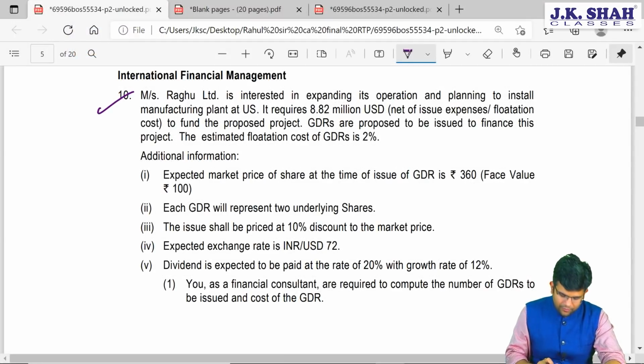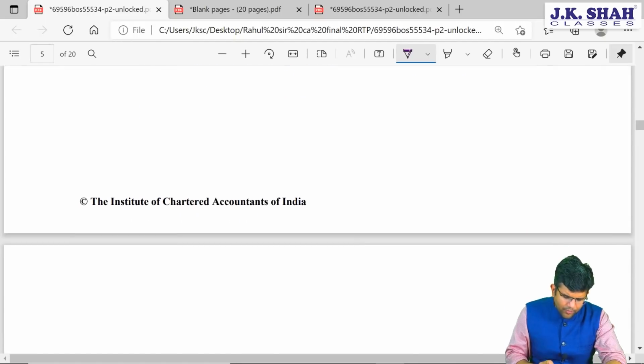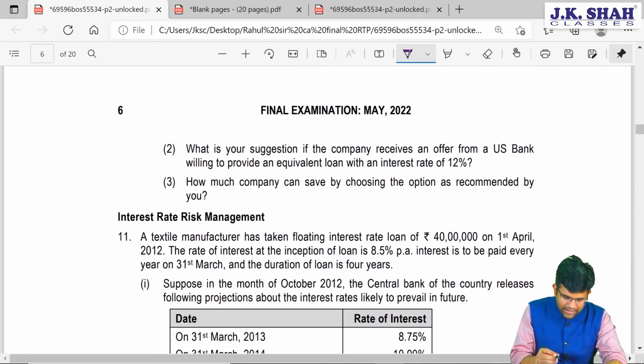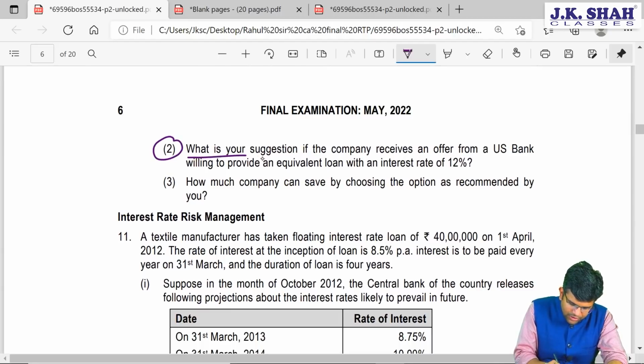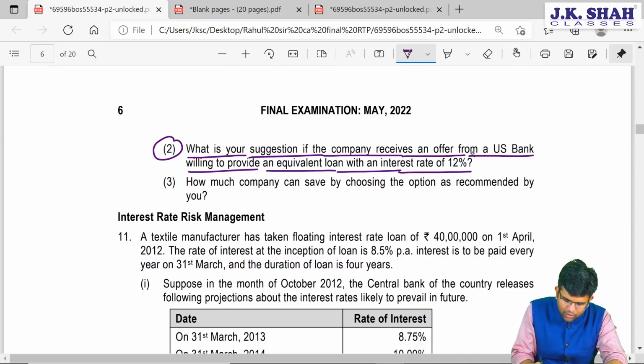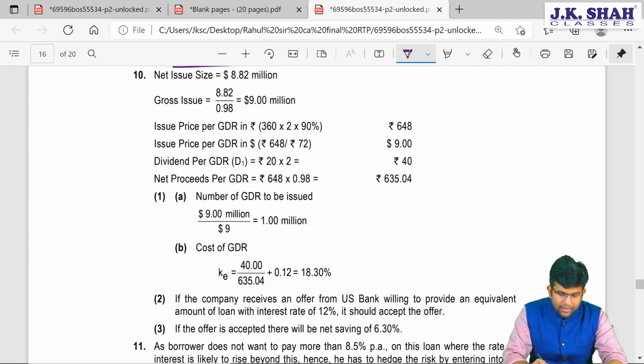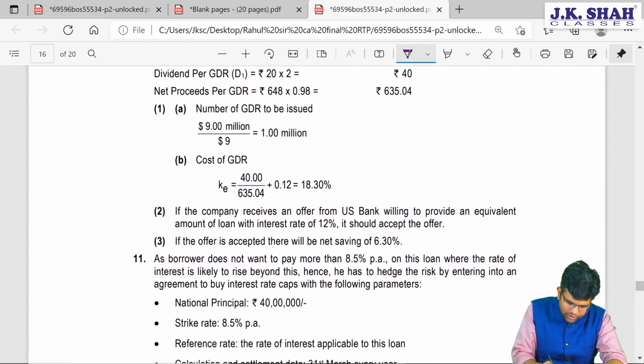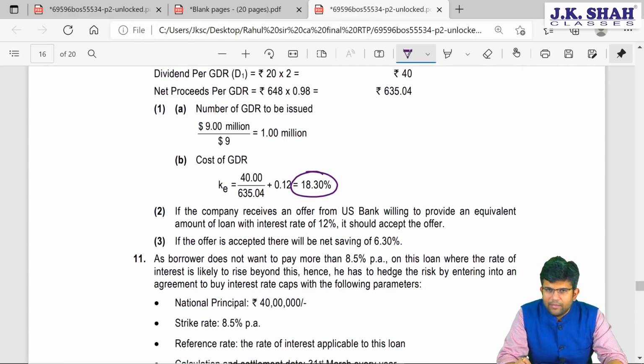It's a very similar kind of question. Two extra points that they have asked here in this RTP is, what is your suggestion if the company receives an offer from a US bank willing to provide an equivalent loan with an interest rate of 12%? So if you see the solution, we have already understood how to calculate the cost of the GDR, correct? And the cost of GDR in this question is coming to 18.3.